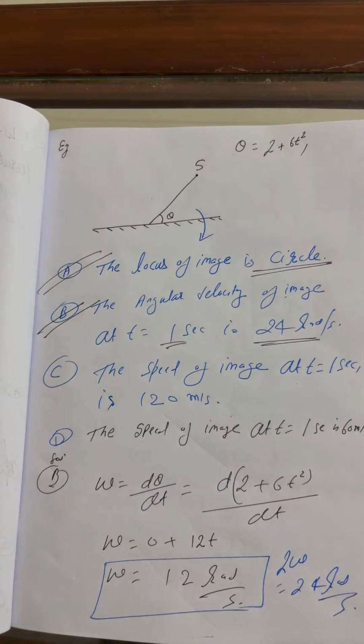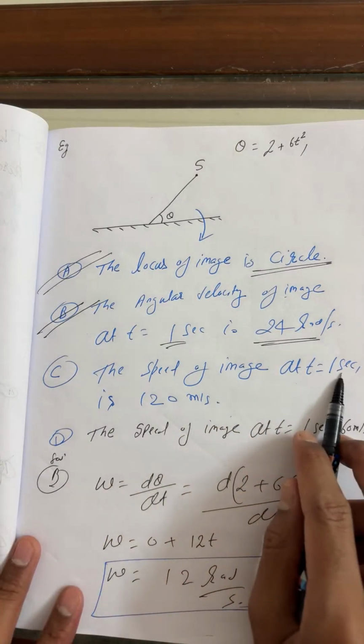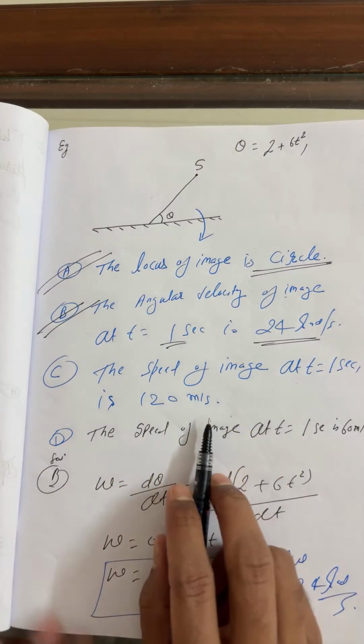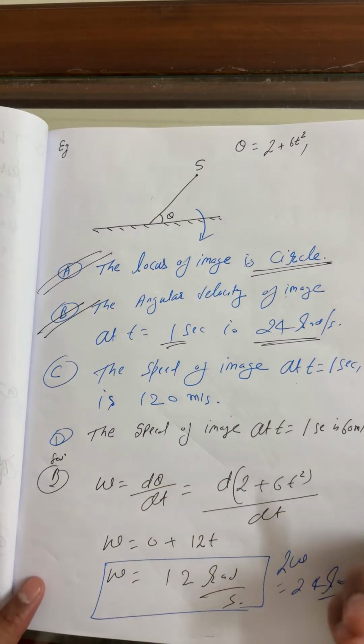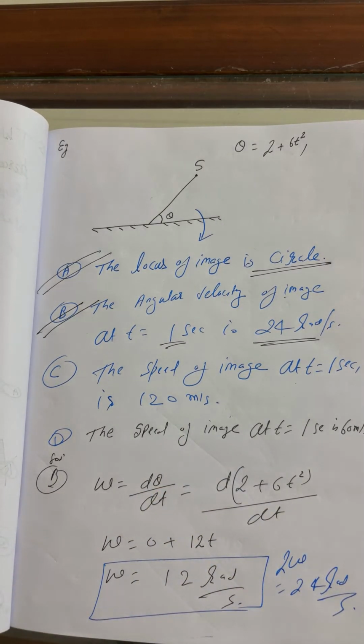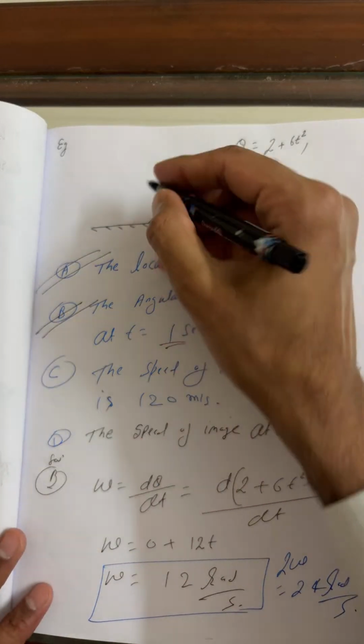Okay, have a look here, option number C. The speed of image at t equals 1 second is 120 meter per second. How can we get this? I hope all of you remember v equals r omega. So what about r here? In these questions it is mentioned.